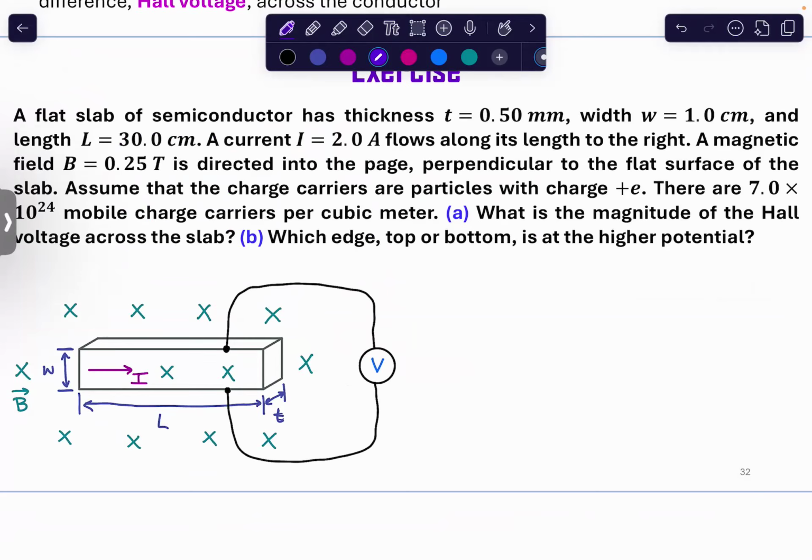Flat slab of semiconductor has a thickness of 0.5 millimeters, width of 1 centimeter, and length of 30 centimeters. Current of 2 amps flows along its length to the right. A magnetic field of magnitude 0.25 Tesla is directed into the page, perpendicular to the flat surface of the slab. Assume the charge carriers are particles with charge positive E. So that makes them what? What is the charge carrier with positive E? Which matter particle is a positive E?